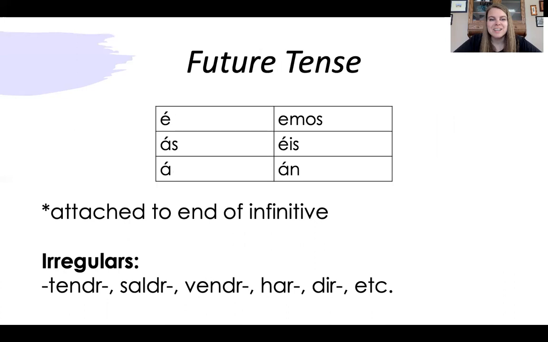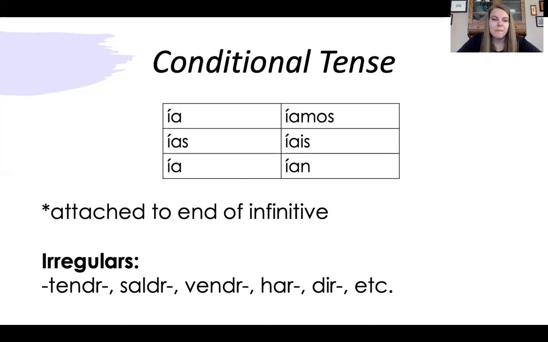The future tense. Future tense, we have é, ás, á, emos, én. We learned this earlier this semester. You should have a long list, there's like 14 or 15 different irregulars in your notes. So I did not put the full list here, but just to give you an idea, remember it's tendré, saldré, vendré, haré, diré, lots of different ones. And these we attach to the end of the infinitive. So you keep the infinitive in place and then you add those onto the end. It's different than pretty much every other tense except the conditional.